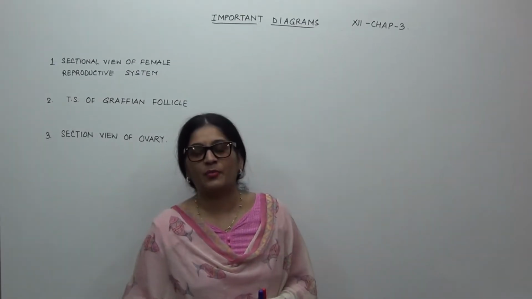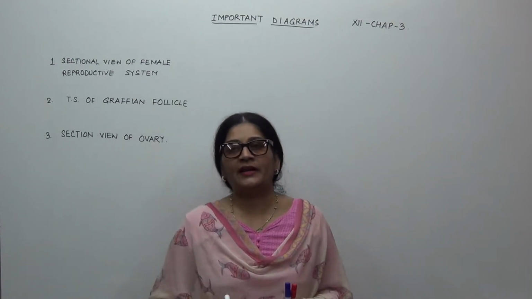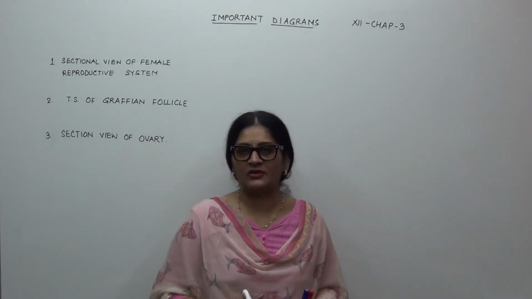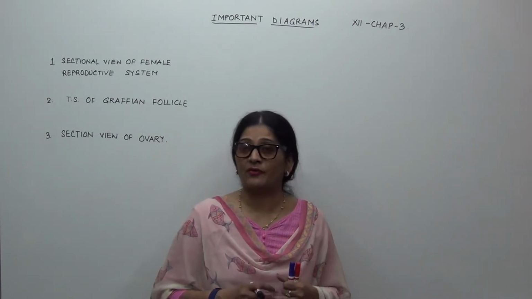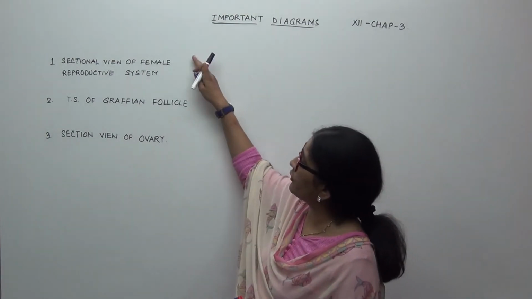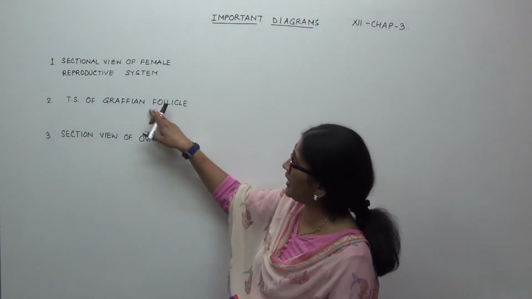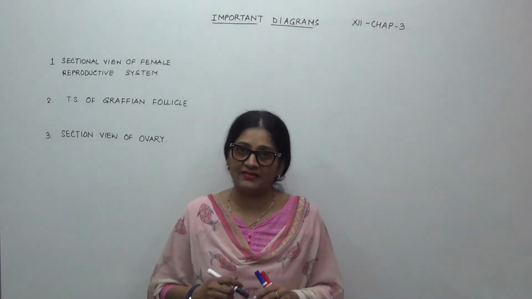you how to draw some important diagrams from class 12 chapter 3 human reproduction. I've already uploaded one video on this chapter on how to draw TS of seminiferous tubule and how to draw the diagram of a sperm. 3 more important diagrams were left. One of them is sectional view of female reproductive system, TS of Graafian follicle, and sectional view of ovary. So this I am going to deal with in this video.